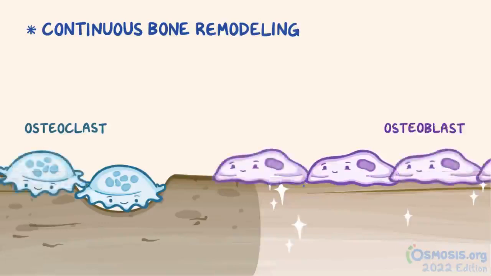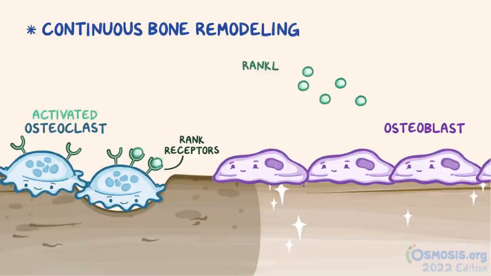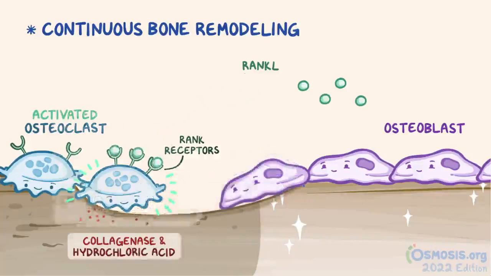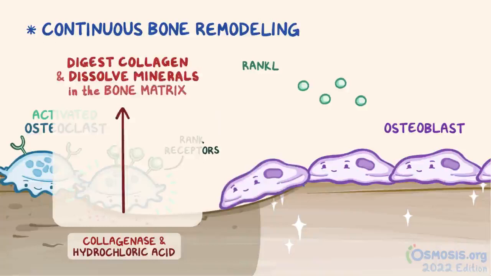At the cellular level, the process begins when osteoblasts release receptor activator of nuclear factor kappa beta ligand, or RANK-L for short, which is a substance that binds to RANK receptors on the surface of an osteoclast. When RANK-L binds to the RANK receptor, it activates the osteoclasts, and they start secreting lysosomal enzymes like collagenase as well as hydrochloric acid. Together, they digest the collagen protein and dissolve the minerals that make up the bone matrix.